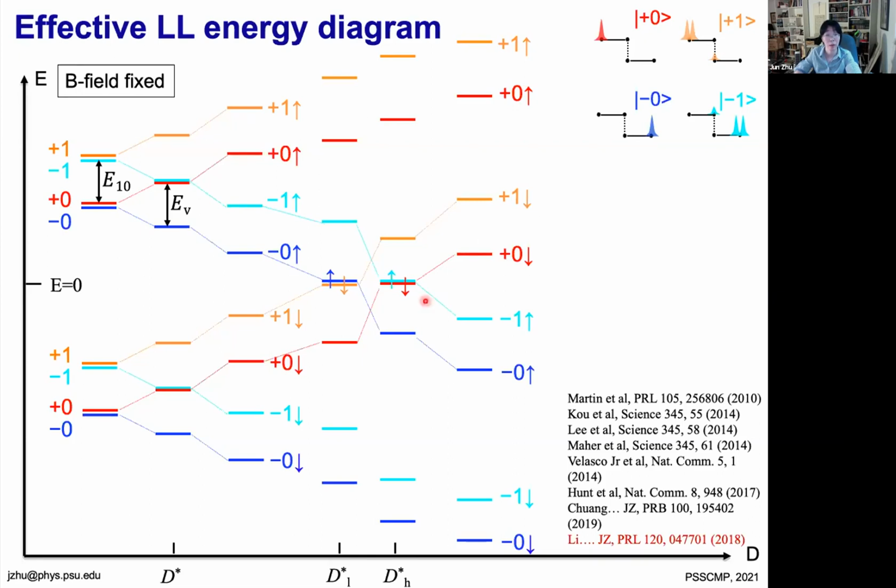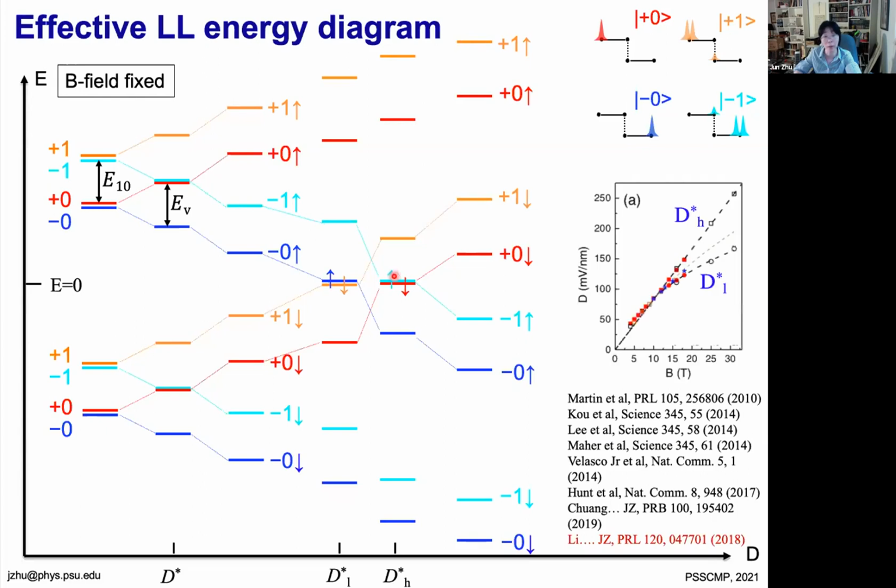Right? So how do I know all of this that I've just described to you? This is by years of experiments from different groups, including ours. I've listed some of these references here. So I told you that the nu equals 0 gap should close twice at 2 different displacement fields. And that's what these 2 displacement fields, D_H star and D_L star, look like as a function of increasing magnetic field. These are our measurements.